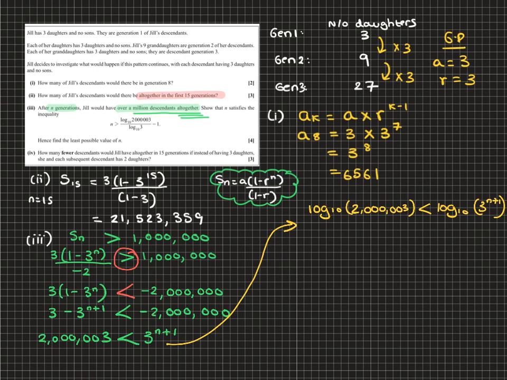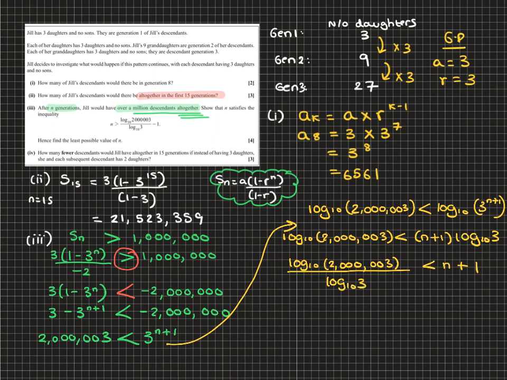Now, let's leave the left-hand side alone for the moment. So log to the base 10 of 2 million is less than n plus 1 log to the base 10 of 3. And divide both sides by log to the base 10 of 3. Now, log to the base 10 of 3 is not a negative number, so we don't need to switch the inequality sign. You may do this in fewer steps than I'm doing it. I'm just trying to make it very clear.